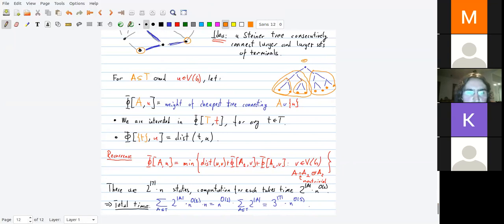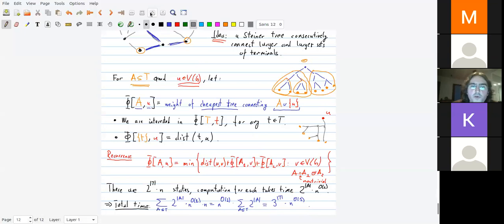Good. So now we can write this dynamic programming table. For a subset of terminals A that we would like to connect, and for some vertex U in which we are going to connect those terminals, we would like to understand what is the cheapest tree that connects all the terminals of A to the vertex U. U is an arbitrary vertex of the graph. So this boils down to finding the weight of the cheapest tree connecting A and U. The solution would look like that: here I've got those terminals of A, here I've got my vertex U, and a solution could look like that. These might not be single edges, they might actually be longer paths.